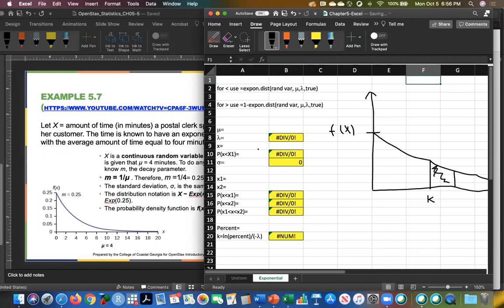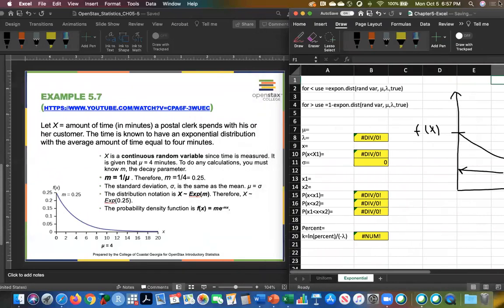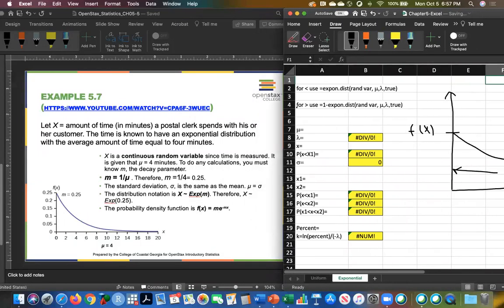So if we are using one random variable, we are assuming that we are computing the area to the left. In this case, we are going to compute the area between two different cases, right? So let's see what it says. Let X be the amount of time in minutes a postal clerk spent with his or her customers. The time is known to have an exponential distribution with the average amount of time equal to 4 minutes. So the average amount of time means that this is the mean for the time this person spends with his or her customers, right?